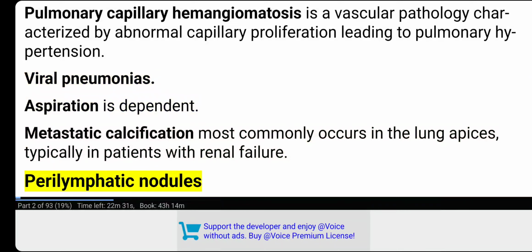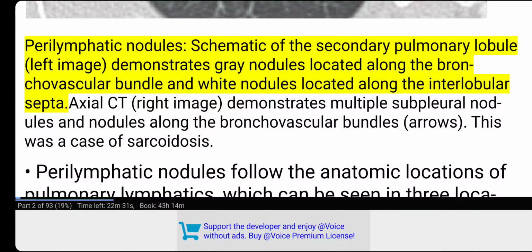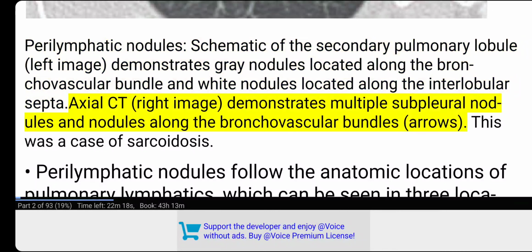Paralymphatic nodules. Schematic of the secondary pulmonary lobule, left image, demonstrates gray nodules located along the bronchovascular bundle and white nodules located along the interlobular septa. Axial CT, right image, demonstrates multiple subpleural nodules and nodules along the bronchovascular bundles, arrows. This was a case of sarcoidosis.